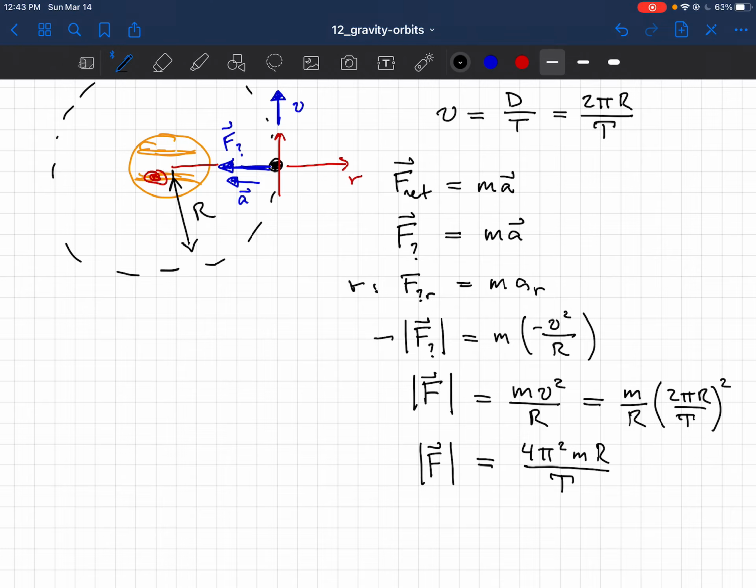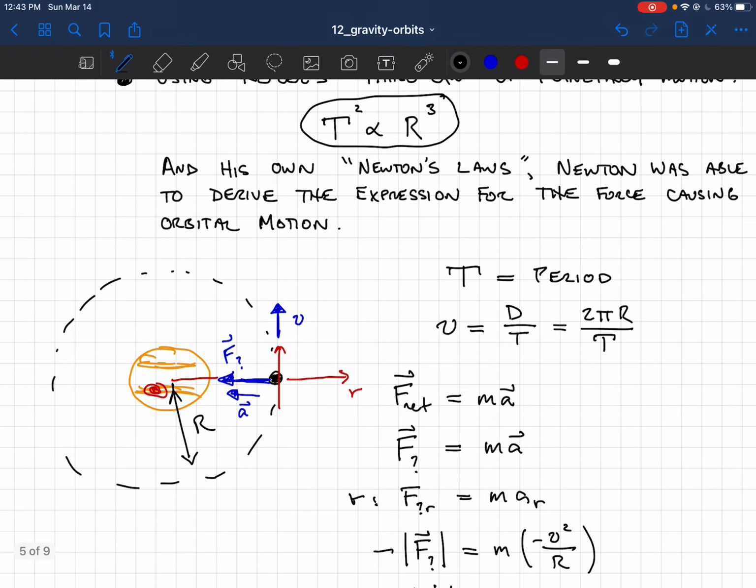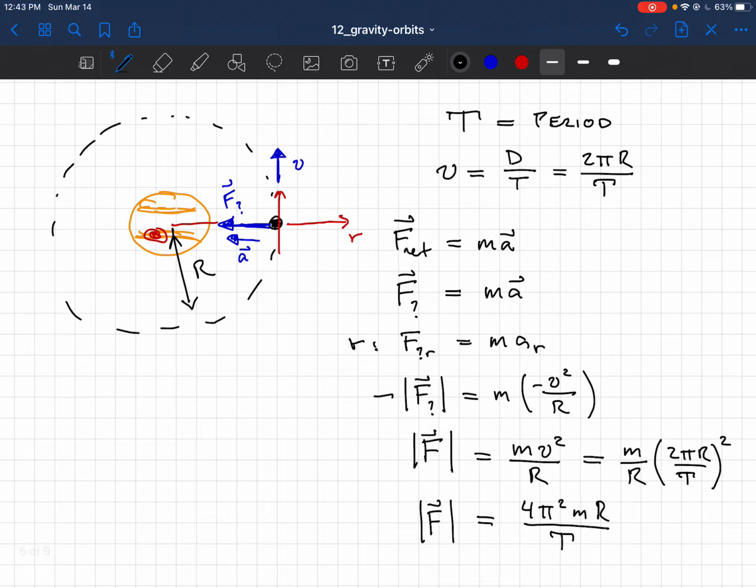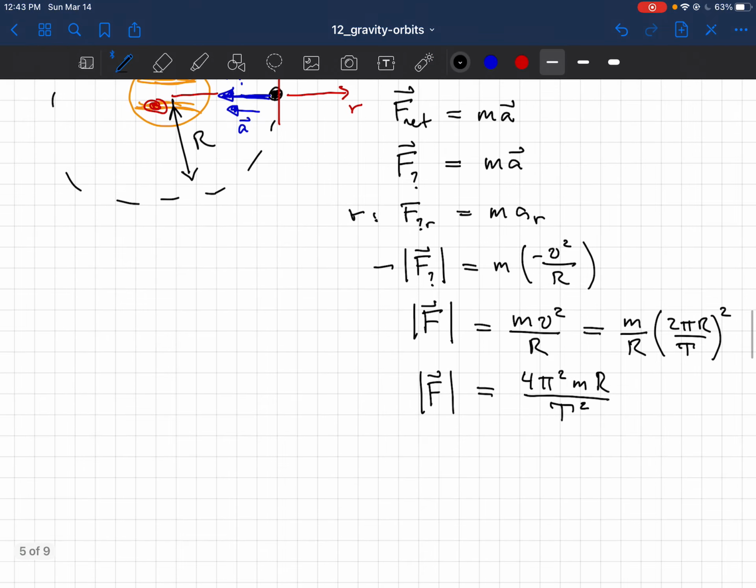But now comes Kepler's law. Kepler told us that the period squared was proportional to the radius cubed, and this actually is period squared down here. I lost it when I took the square. So I can just replace period squared with a constant times radius cubed. So we get a constant times radius cubed, and we still have 4 pi squared m times radius in the numerator. So we get 4 pi squared m over k times 1 over r squared.